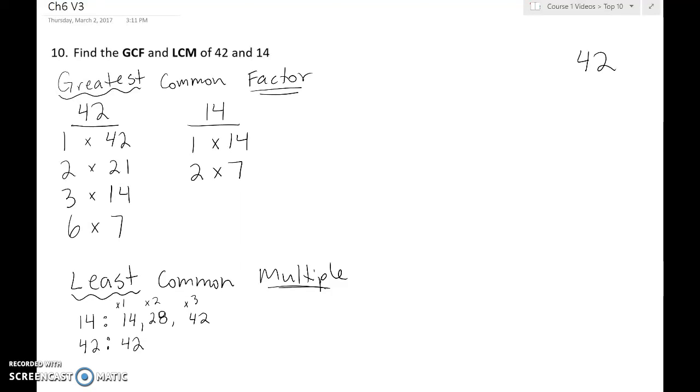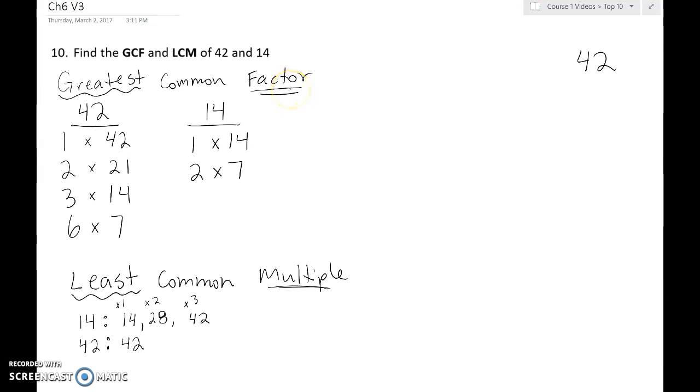Okay, let's find the greatest common factor and least common multiple of 42 and 14. I'm going to do it in a couple ways. One is just listing the factors and listing the multiples and finding which one they have in common. And the other way is going to be using the prime factorization method. So here we go. Factors of 42.